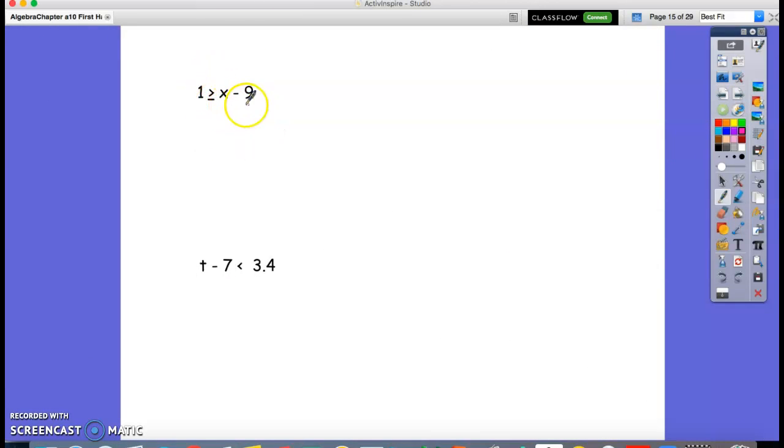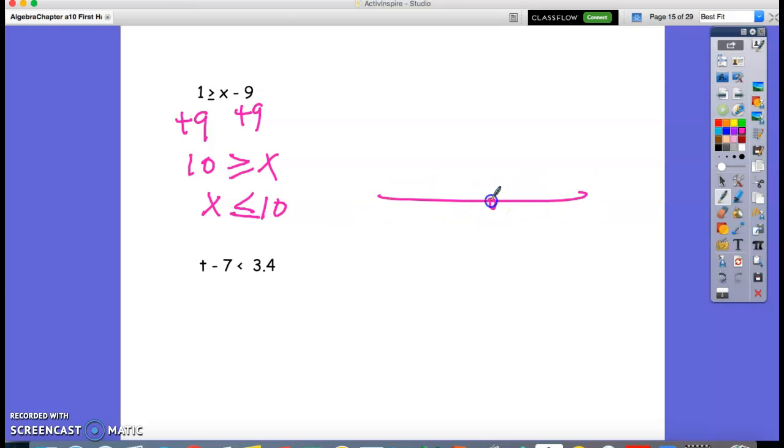Now 1 is greater than or equal to x minus 9. I need to add 9 to both sides to make x alone. So this will be 10 is greater than or equal to x, or x is less than or equal to 10. How do I graph that? This is 10. So x is less than or equal to 10, so it's a closed circle going in the left direction.